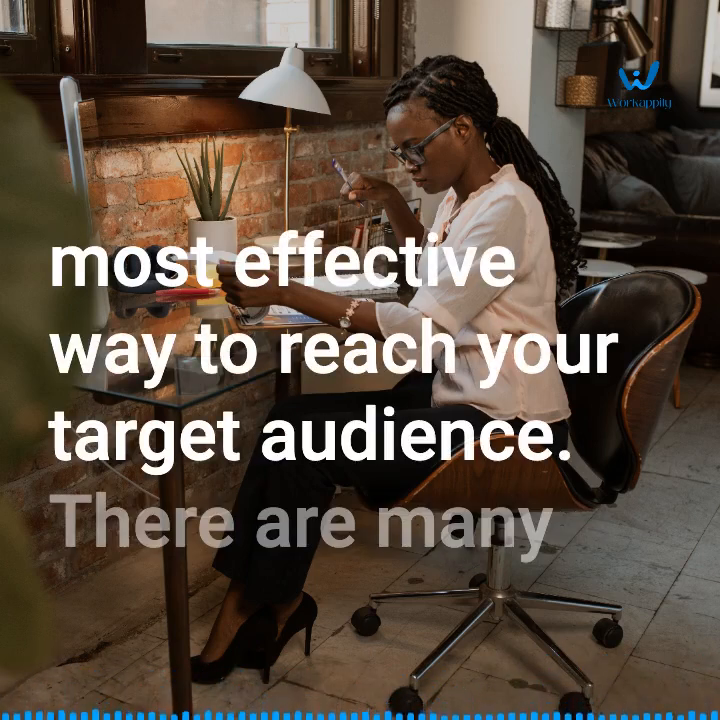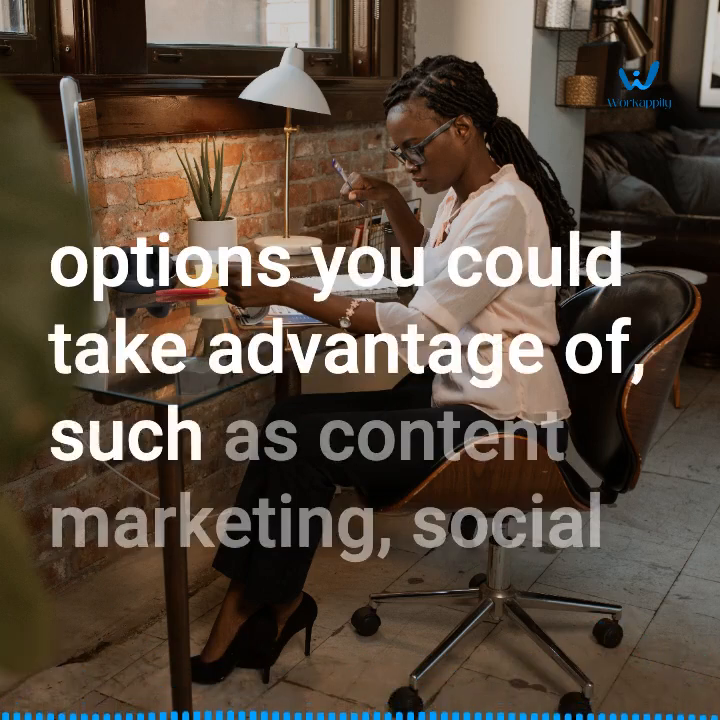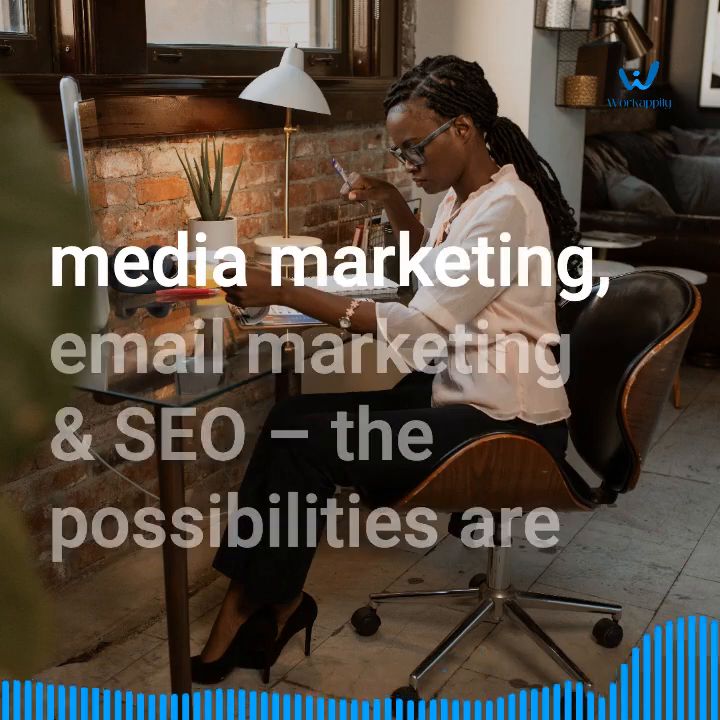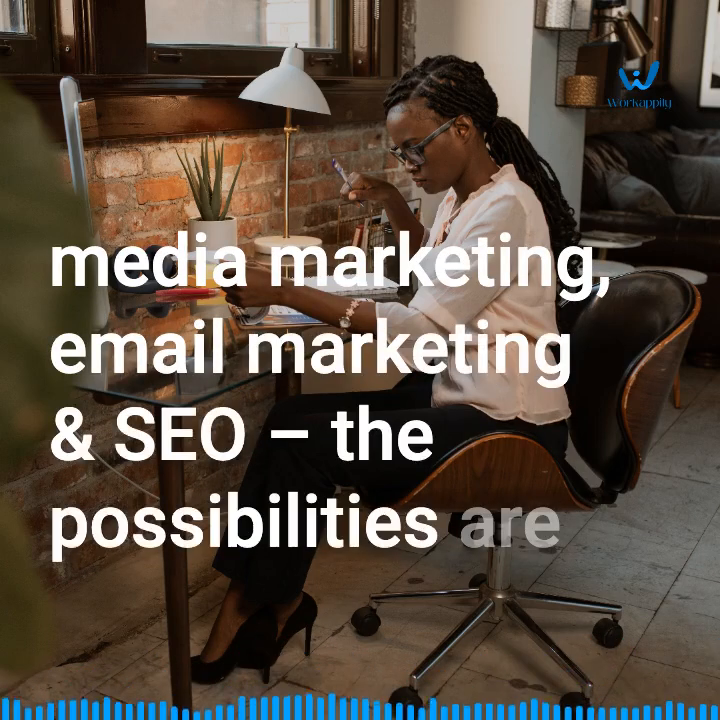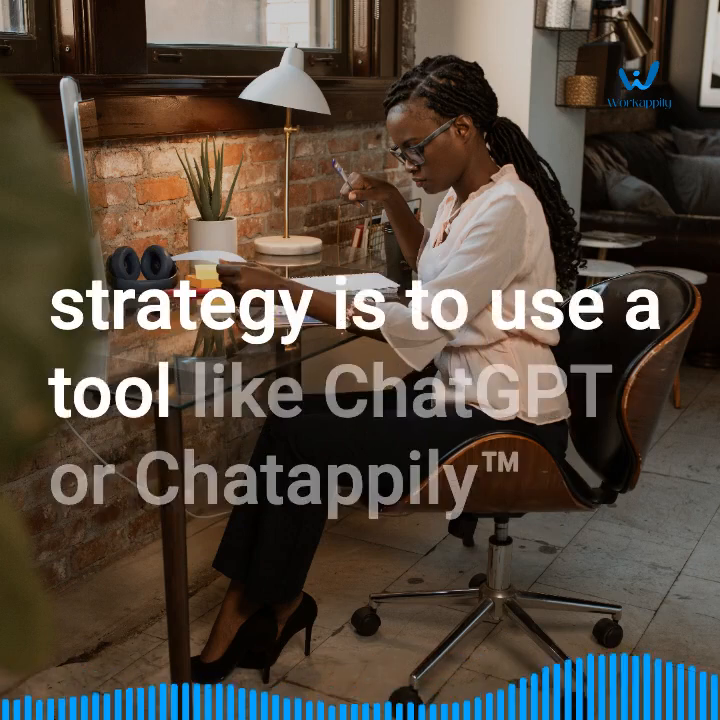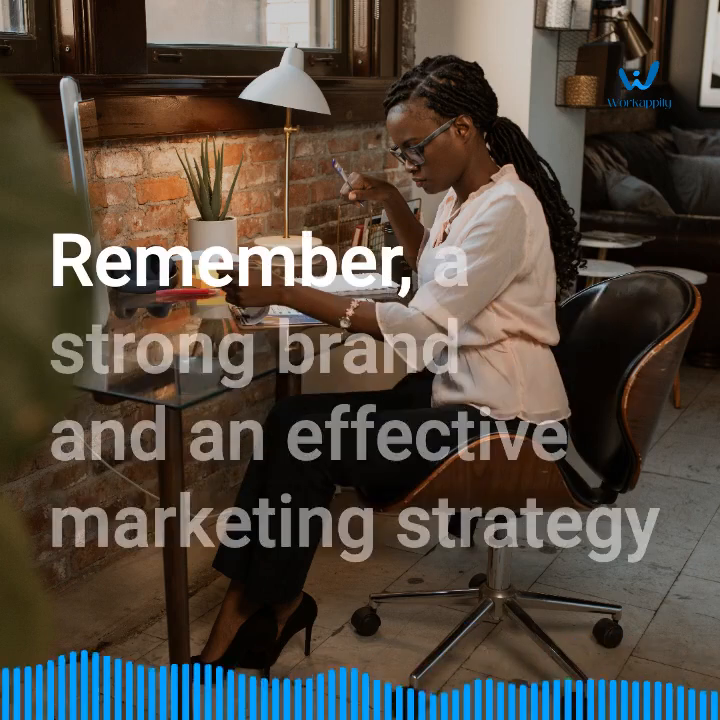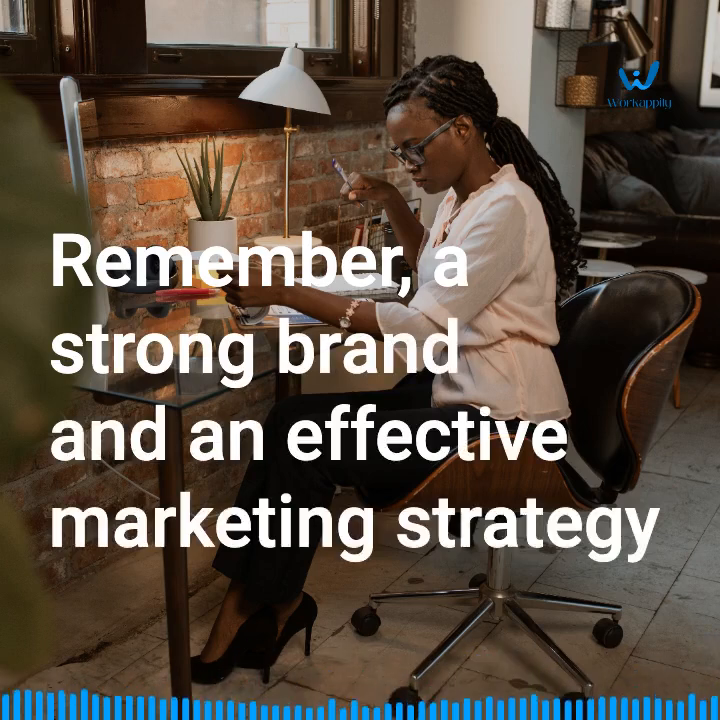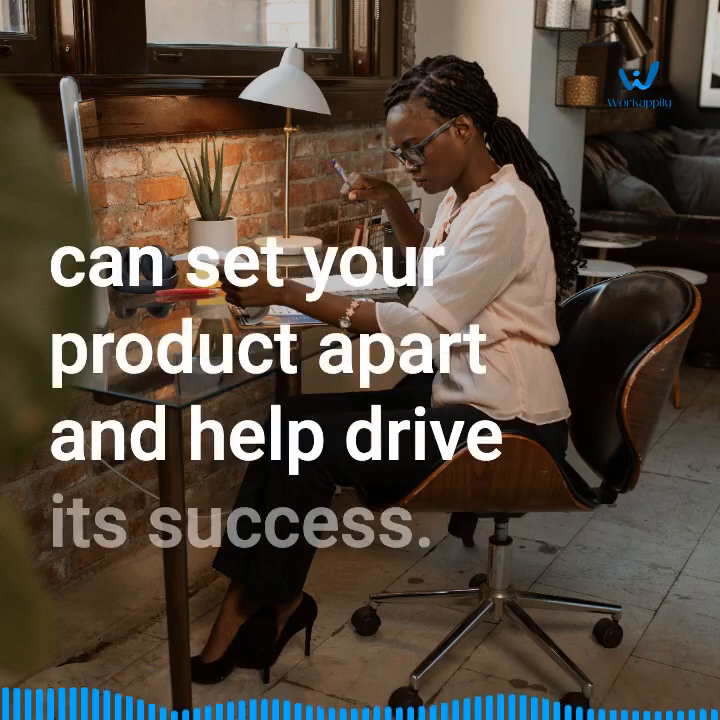Your marketing strategy, on the other hand, is about finding the most effective way to reach your target audience. There are many options you could take advantage of, such as content marketing, social media marketing, email marketing, and SEO. The possibilities are endless. The best way to explore and build an effective strategy is to use a tool like ChatGPT or Chatterpillar. Remember, a strong brand and an effective marketing strategy can set your product apart and help drive its success.